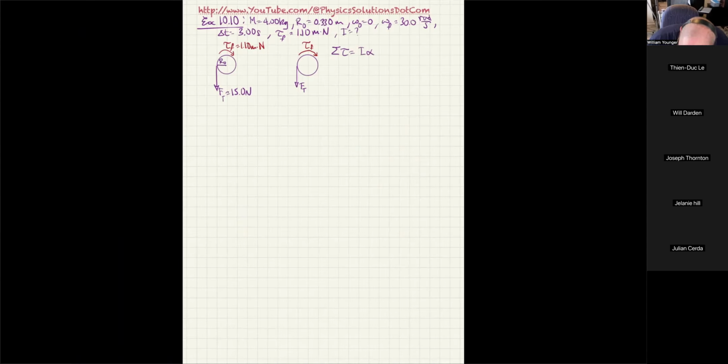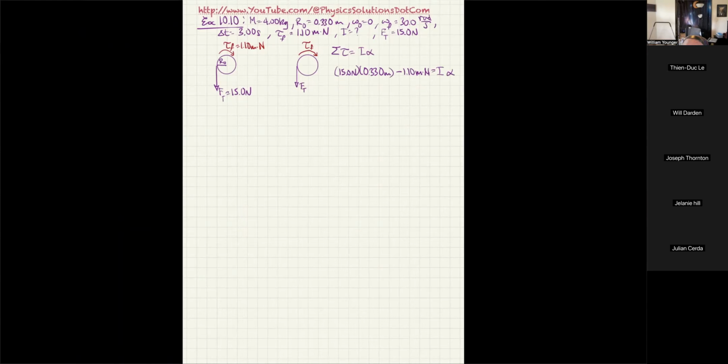So what I have is a torque that tends to rotate this thing counterclockwise. So I'm going to call that direction positive, and that's going to be Ft, which is 15. Oops, I forgot to write that down. Ft is equal to 15.0 newtons. I wrote it on the diagram, but I didn't write it in the equation. So in this case, I'm going to take the 15.0 newtons and multiply it by the 0.330 meters. That's my torque. And that minus 1.10 meter newtons is the total torque. And that's all equal to I times alpha.